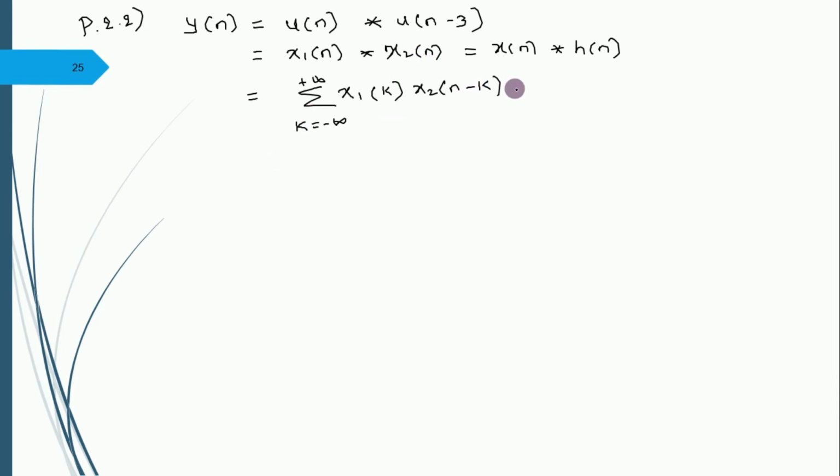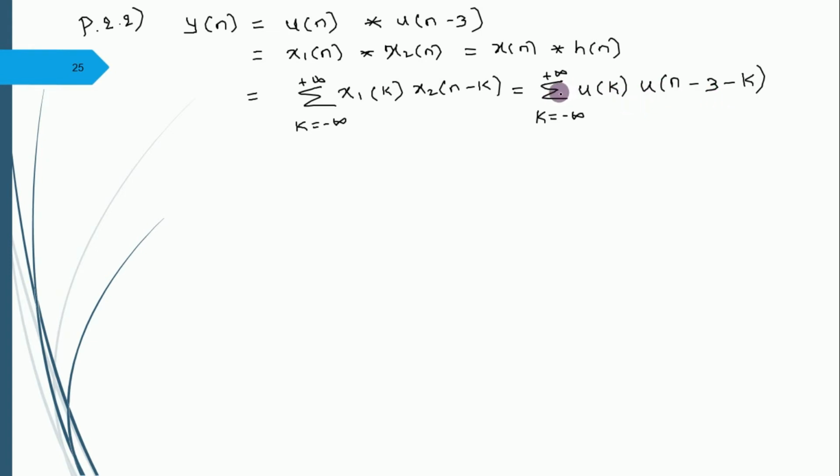Now, if I take this into account and write it here, summation k equal to minus infinity till plus infinity, in place of x1, what am I having? In place of x1, I am having u of n, so u of k I have to write. In place of x2 of n minus k, I have to write u of n minus 3. In place of n, I am having n minus 3 minus k. So in place of n, I am having n minus 3.